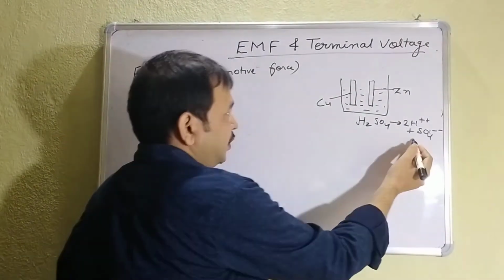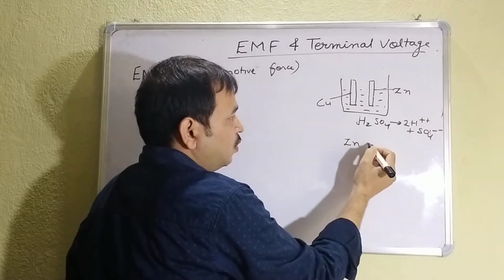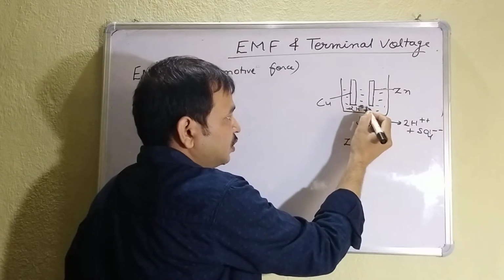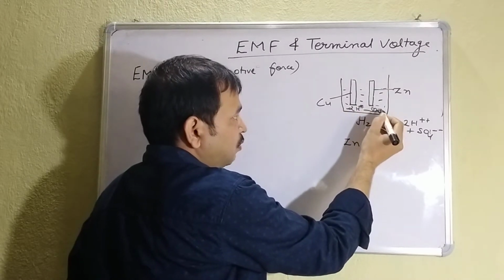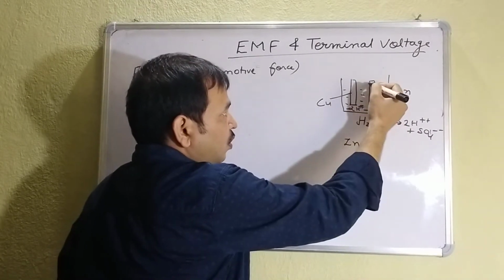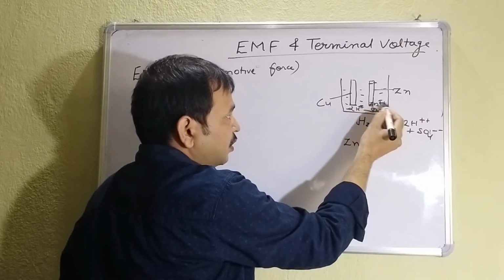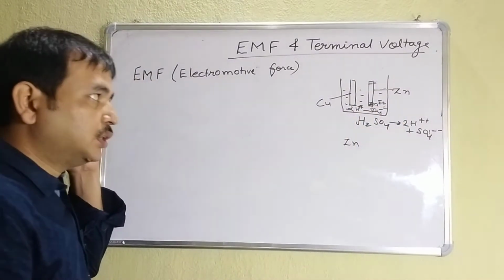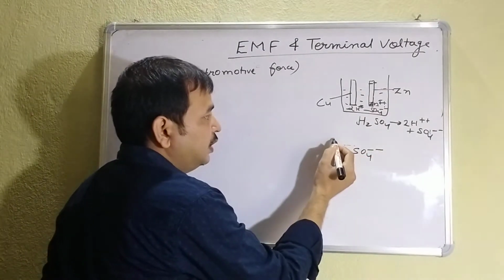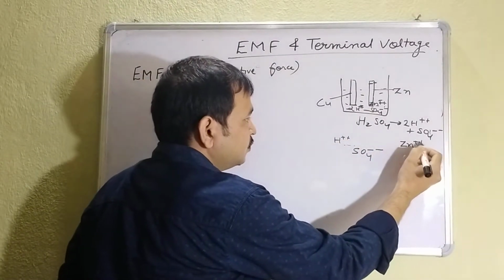In this cell, what is happening? This zinc is more prone to react with this SO4. Here it is H++ also. Here it is SO4--. Now, if this zinc loses two electrons, then Zn++ will come here. Now, this SO4-- can combine with either H+ or Zn++.